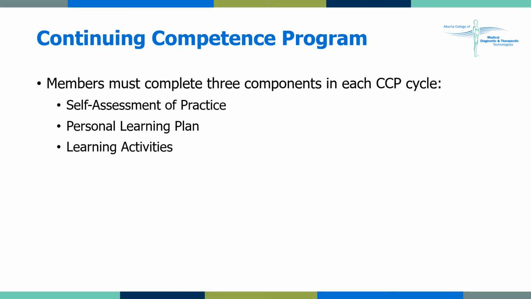The components of the CCP are collectively referred to as a reflective practice review. First, a member completes the self-assessment, which allows them to identify possible areas of practice in which they would like to pursue additional learning. This leads to the personal learning plan, where they will formally identify, through writing a learning objective, what they would like to learn about in the upcoming CCP cycle. Ideally, these two components would be completed at the beginning of the cycle. Although it's recognized that practice situations may change throughout the year, setting up the self-assessment and learning plan early helps a member set the goal for their learning activities, which are the final component of a reflective practice review.